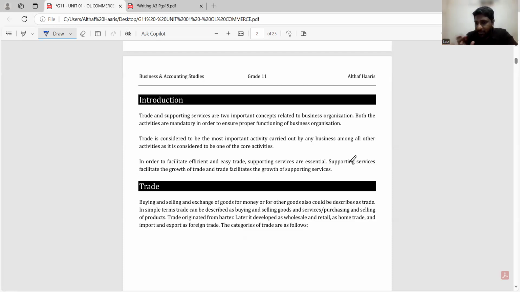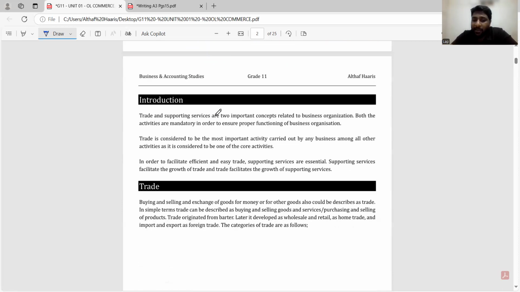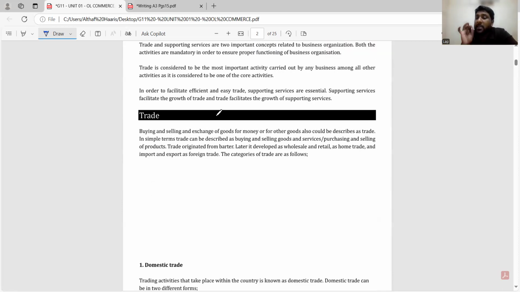So likewise, there are certain supporting services, not all the supporting services, people. Certain supporting services we will be learning in your grade 11 syllabus. As I told you, this chapter is focusing on two areas. One is trade, the other one is the supporting services. Let's get a very good understanding about this trade level. As I told you in simple terms, trade means exchange. Okay. Let's go through the note.